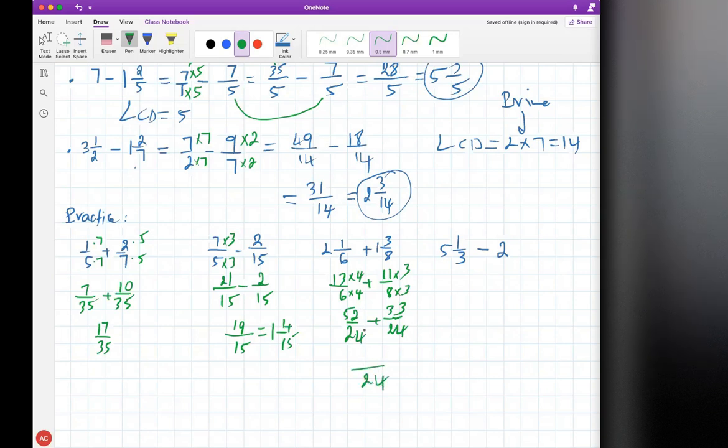So that's 24. Add these two: that's 85 over 24. How many times is 24 going into 85? It definitely goes in twice, and then what is it? 24 twice is 48, so 85 minus 48 is 37. That's right.